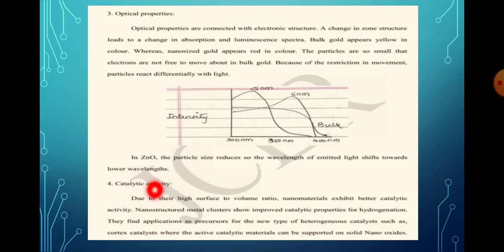Next, catalytic property. Due to the high surface to volume ratio, nanomaterials exhibit better catalytic activity, and these are nanostructures, metal clusters. They show catalytic properties in hydrogenations, applied as heterogeneous catalysts, such as nano oxides.